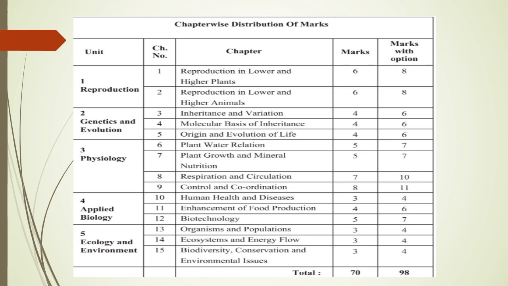For the second lesson, reproduction in lower and higher animals, you have 6 marks again with option 8 marks. So again 2 marks are additional given out here. Again your answer should have 3 plus 3.